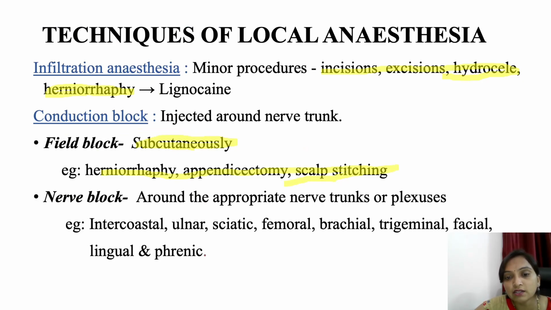And nerve block is where the injection is given at the nerve trunk or at the plexus. So any particular area which is supplied by that nerve, the whole of it will be blocked. For example, ulnar nerve for orthopedic procedures, or in case of sciatica, sciatic nerve block, brachial, trigeminal, facial, all these can be blocked through nerve block injection.